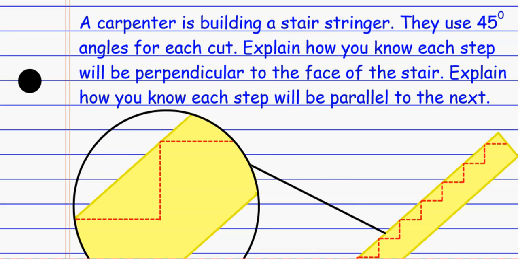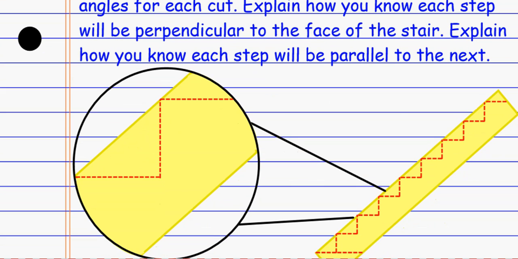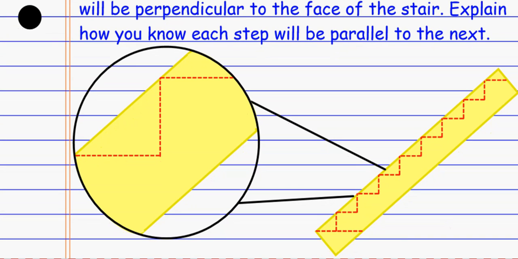And so once again, when we look at this example, here's a piece of wood, and the red line is the pattern that they would cut into this in order to create the steps, or the stair stringer here. And as we zoom in on a piece of this, what we know is that what they're cutting here is 45-degree angles. So every time they make a cut, it's a 45-degree angle.